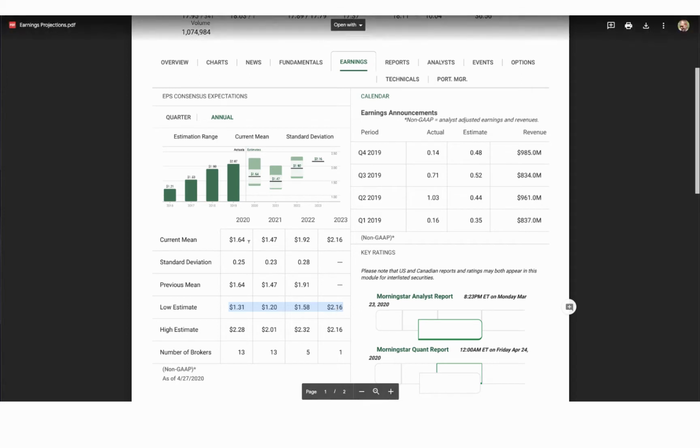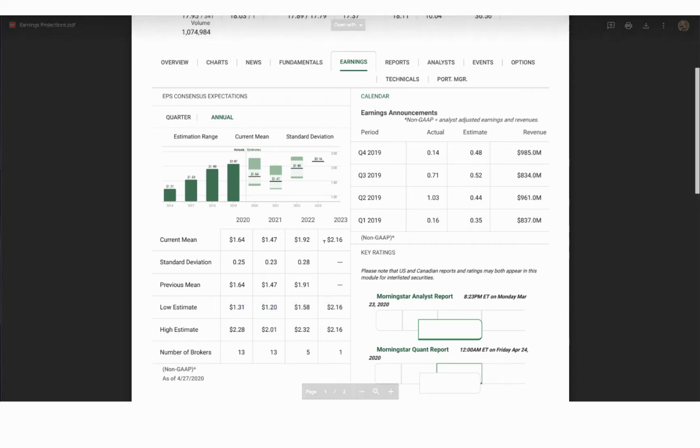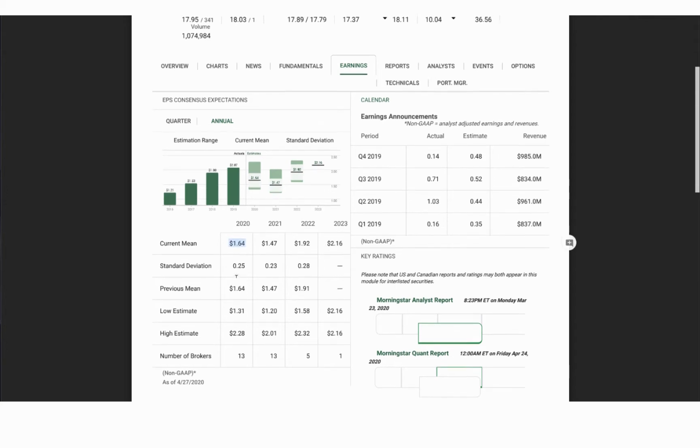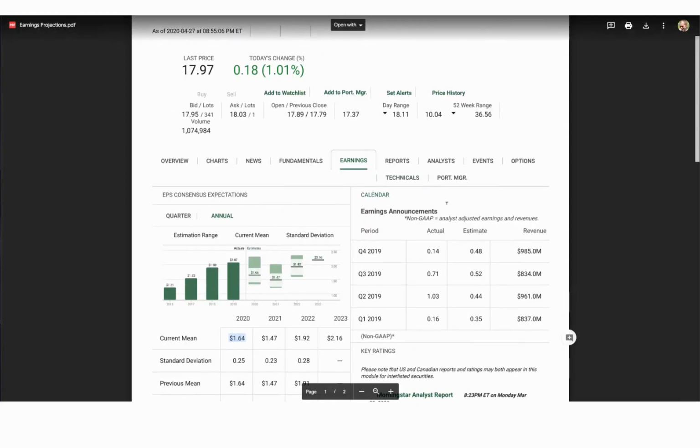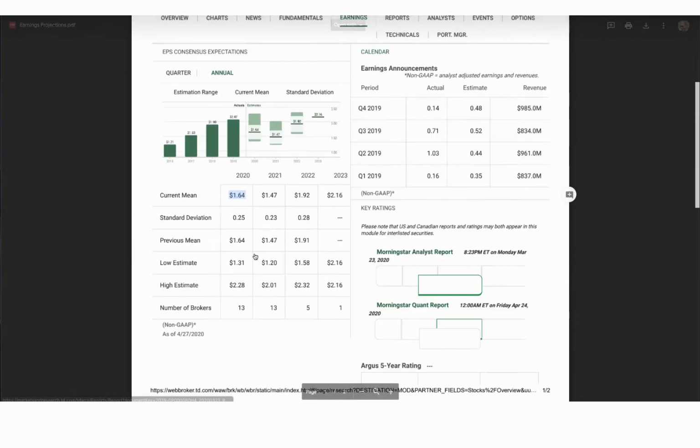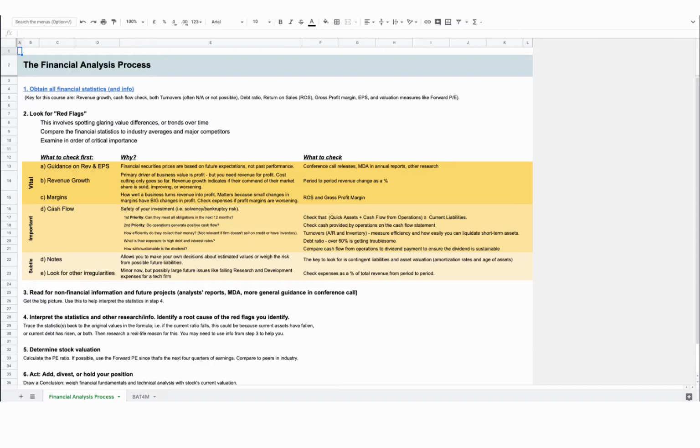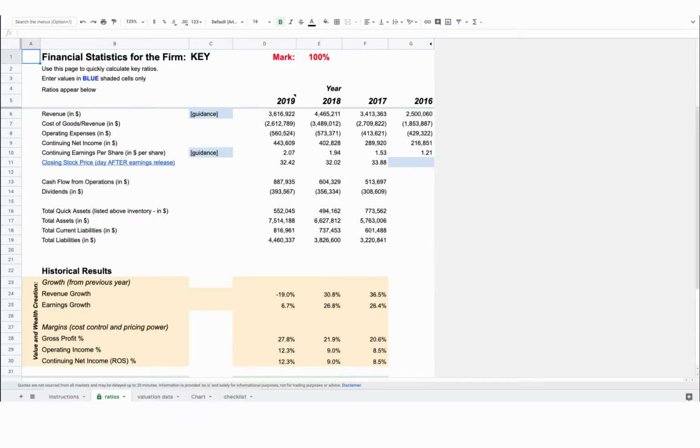So this is the current average of earnings per share. The next year is $1.64 if you want to use the average. And you could do revenue, but I don't think I printed it. No, I didn't. That's okay. We'll just skip that just so you see how it works. And then you would put in guidance was $1.64.